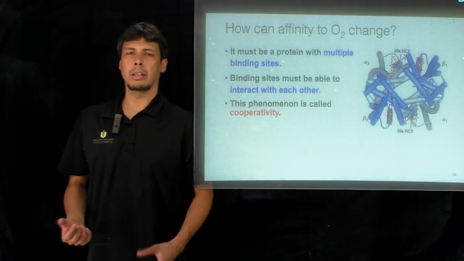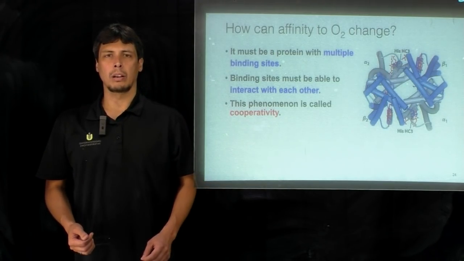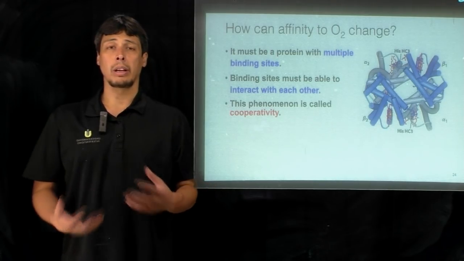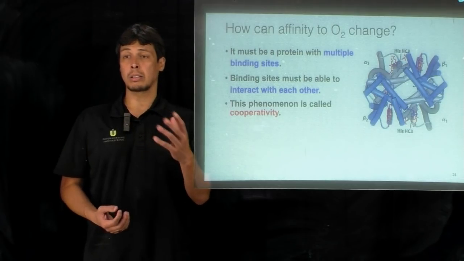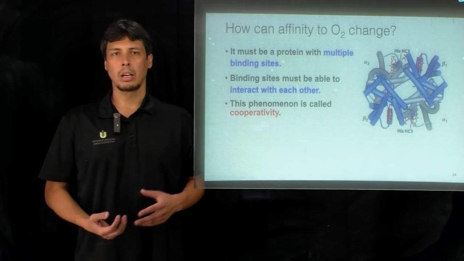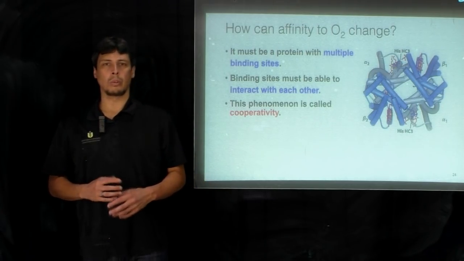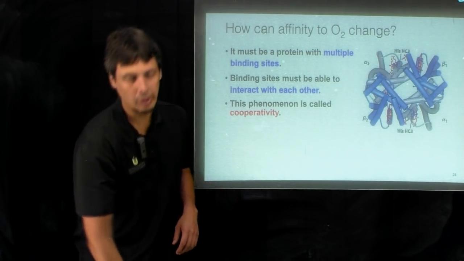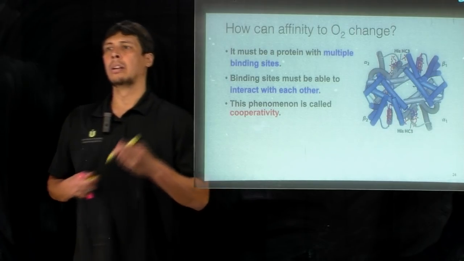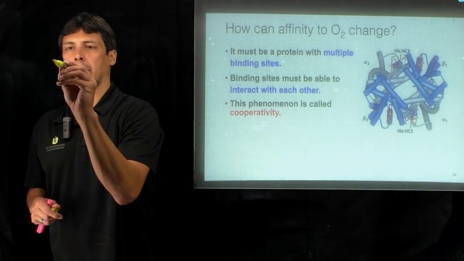Remember when we looked at the Hill equation or the Hill plot, what we were able to determine is that when n is greater than or less than 1, then we exhibit either positive or negative cooperativity, respectively. And so what does that mean exactly? That means that we're having some sort of communication between the ligand binding sites.